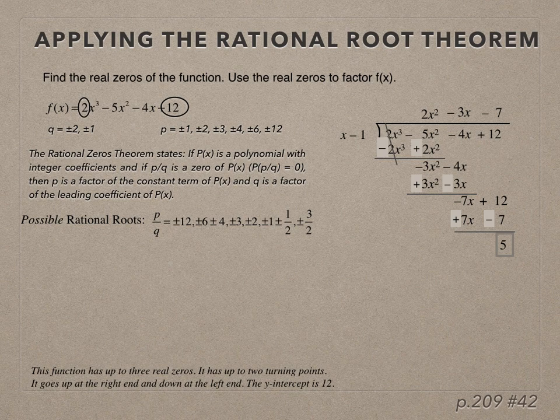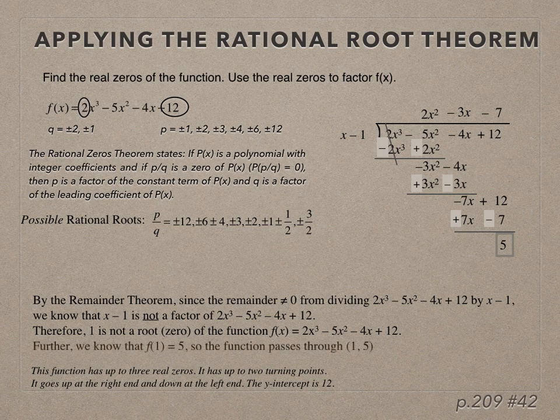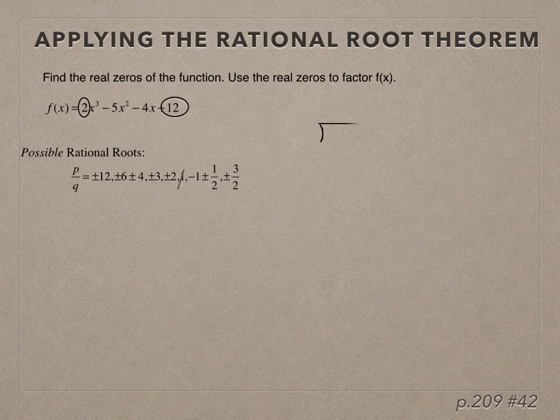That tells me that x minus 1 is not a factor. Therefore, 1 is not a root. So this curve will not pass through the point (1, 0), but it will pass through the point (1, 5). So if I were sketching this function, I now know another point that I could sketch. For my list of possible rational roots, I tested, is 1 a root? It is not. I can cross that off of my list, and I can try my next possible root to see if, in fact, it is a real zero.